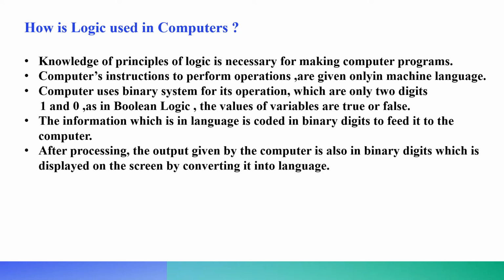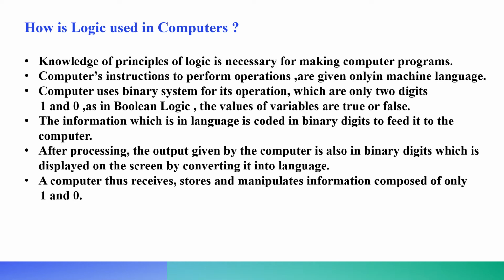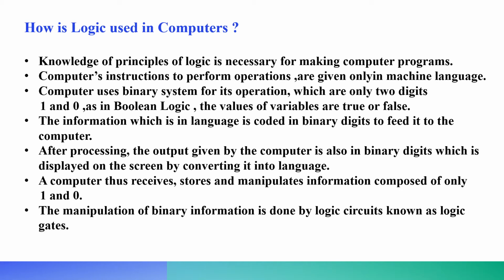After processing, the output given by the computer is also in binary digits, which is displayed on the screen by converting it into language. A computer thus receives, stores, and manipulates information composed of only 1 and 0. The manipulation of binary information is done by logic circuits known as logic gates.